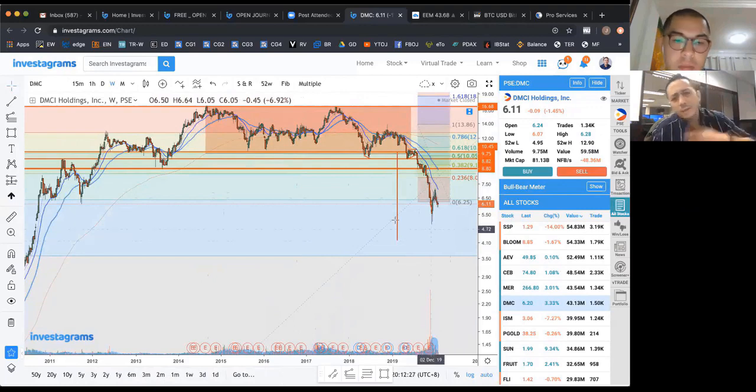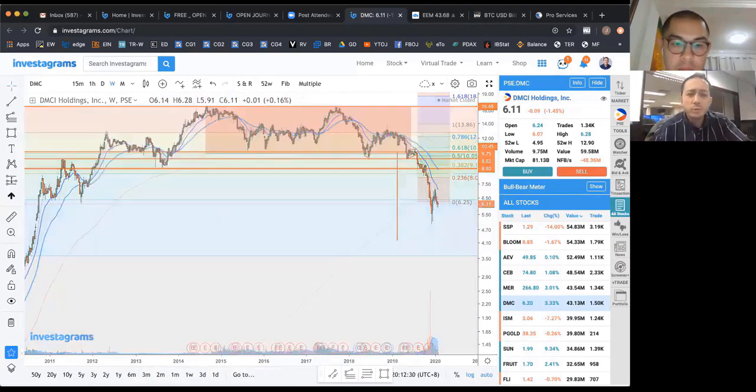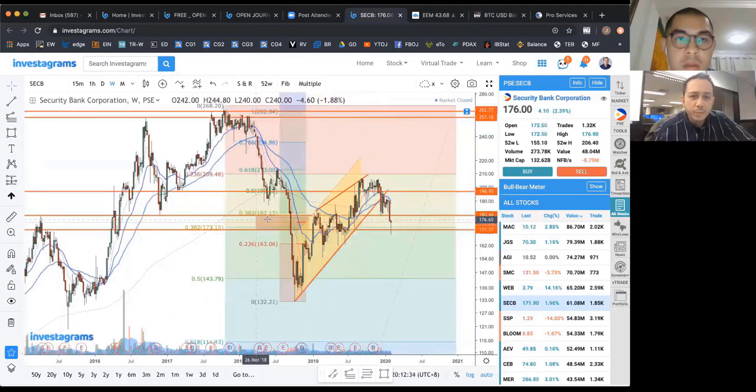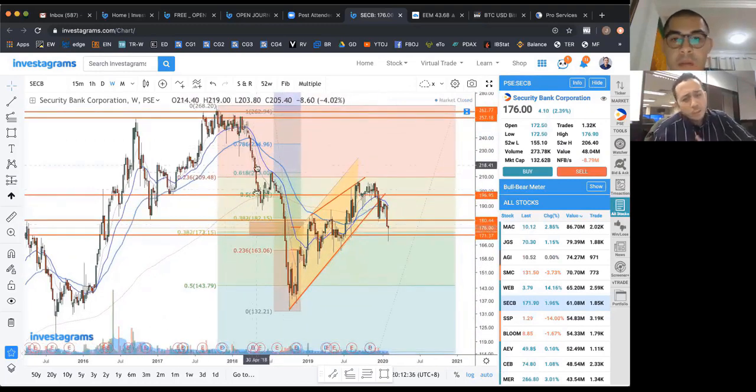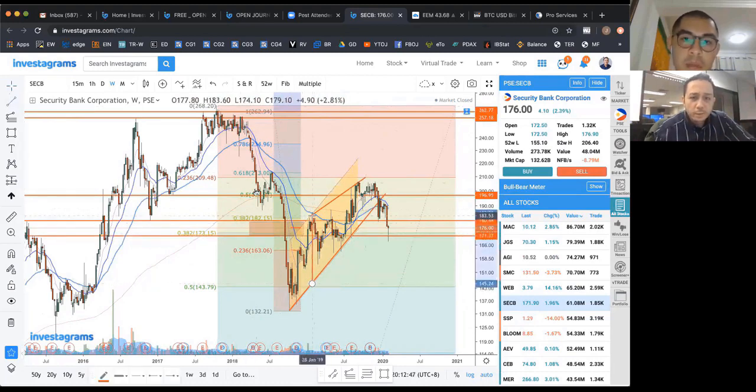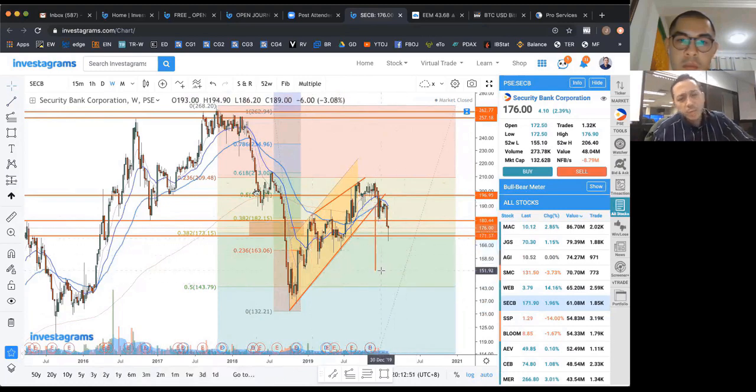It's not just that. You also have a lot of other issues. Take, for example, Security Bank. The banks are pretty much in a bad position. Security Bank, very clear, 5 waves down. You have a rising wedge over here. And then we still have yet to meet the minimum breakdown target of Security Bank, right? So which still has some ways to go.